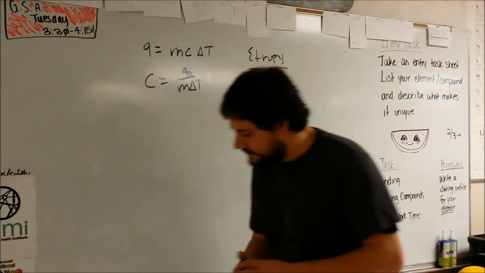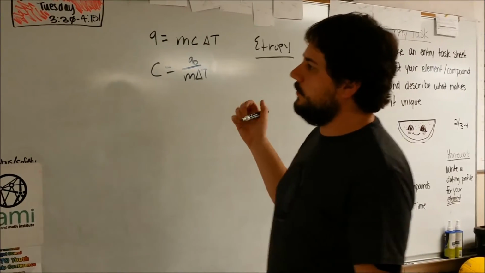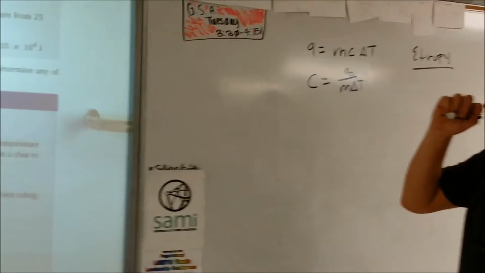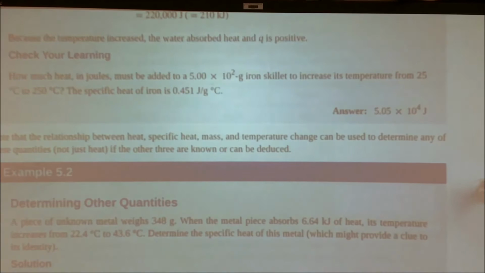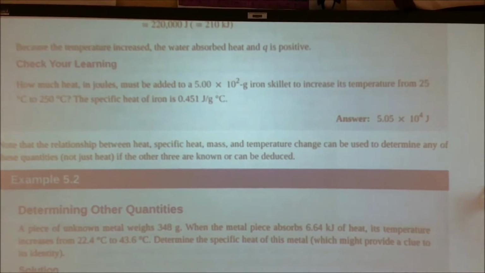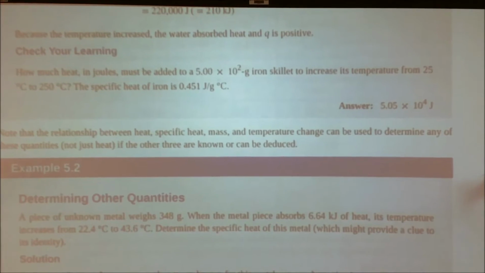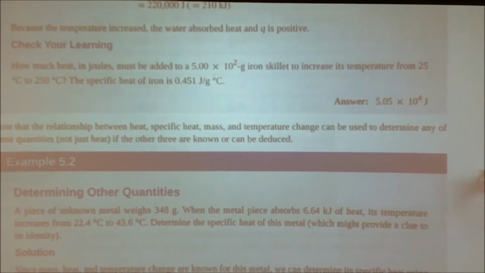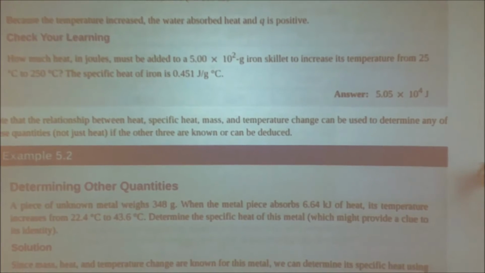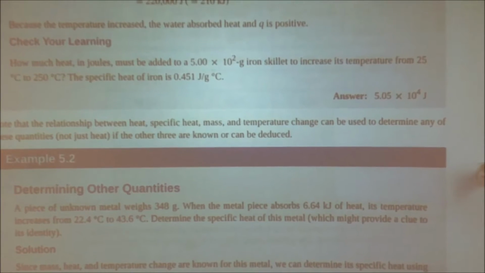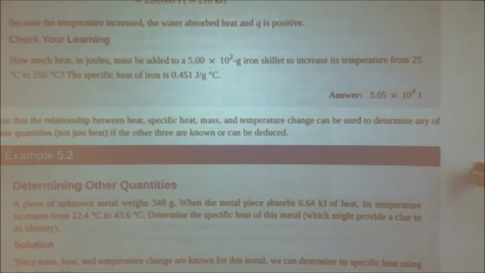What's next? Oh, right. Let's look at a couple of practice problems. Practice problem number 1 is in the textbook, on page 240, the check your learning. It says: how much heat in joules must be added to a 5 times 10 to the second gram iron skillet to increase its temperature from 25 to 250 degrees Celsius. The specific heat of iron is 0.451 joules per gram Celsius.